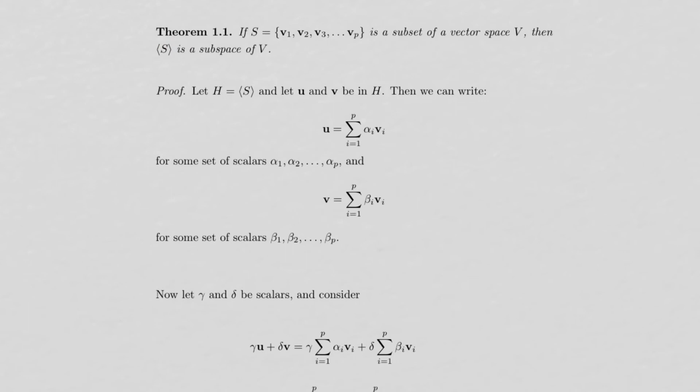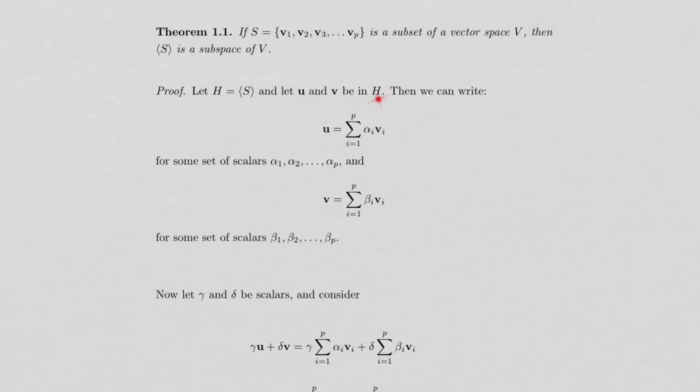The proof of this theorem is very much like the example that we just did. We're going to define H to be the span of S, just so it's a little bit easier. We won't have to write the brackets around the S. And we want to show that H is a subspace of V.